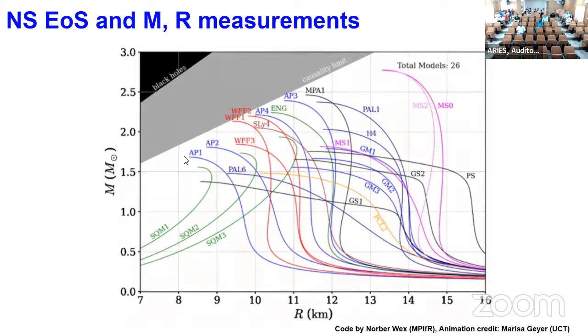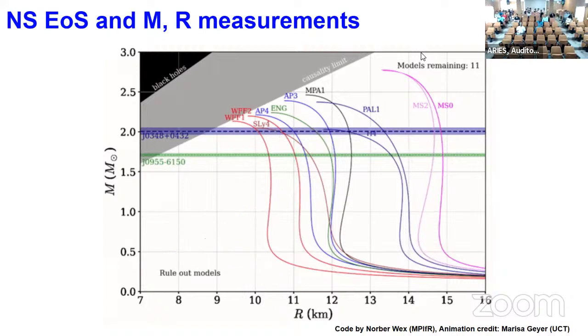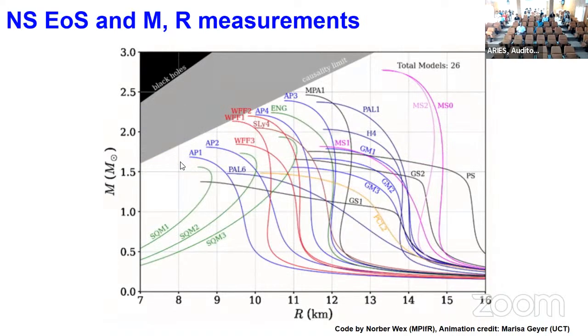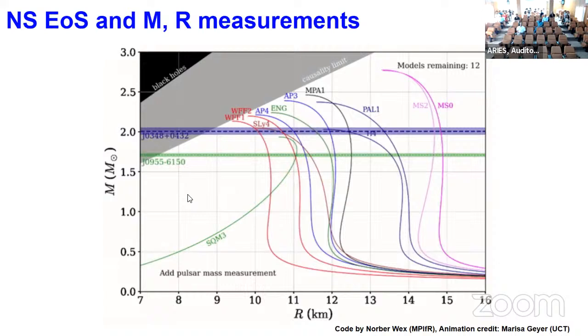Just an animation showing what we are doing. I started with 26 models in this slide. And what we do is we put the observation of a pulsar over here, this horizontal line. Based on what the mass of it is, we can already rule out the equation of state models which have a maximum mass prediction lower than that.